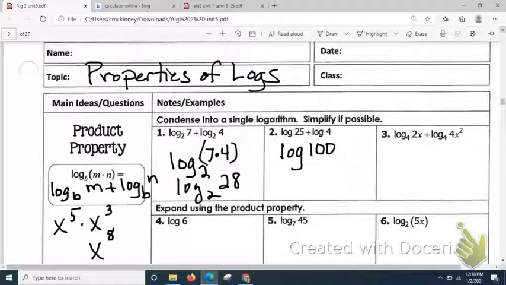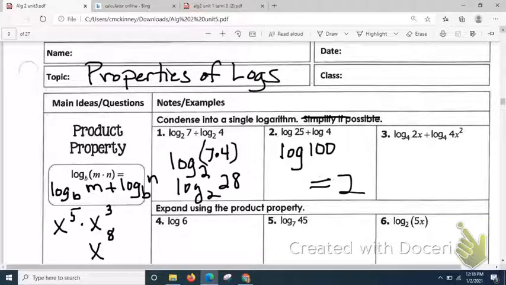Now this actually says simplify if possible. So if I have log base 10 of 100, that answer is just an easy 2, because 10 to the second power is 100, right? Typically you're not going to see this simplify if possible. Your exercises are just going to be asking you to condense or expand.